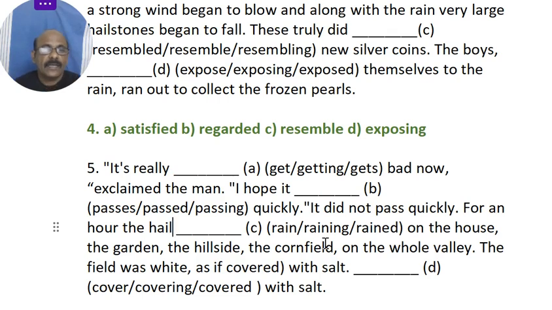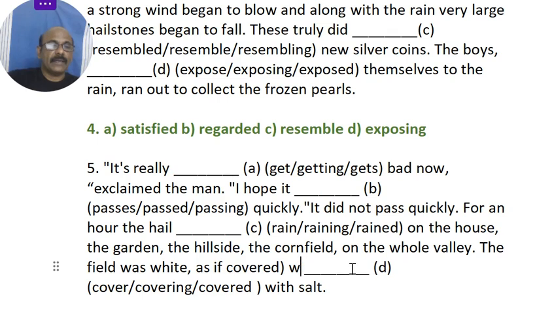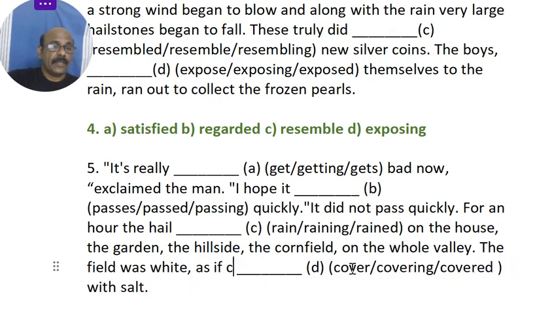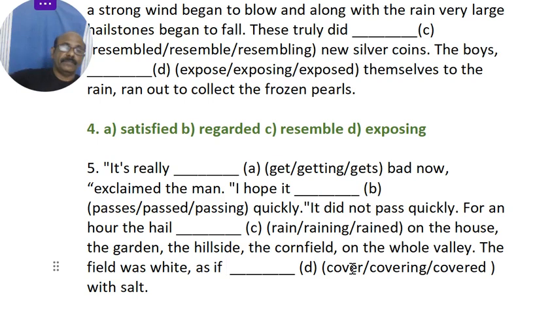Yeah, here the hail dash, the hail rained on the house. Past tense, this is this. And next, here dash with salt. Yes, that means it is covered with salt. As if it were covered with salt, like that it is appearing. As if. Yeah.